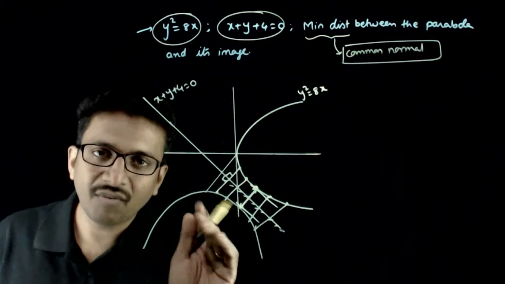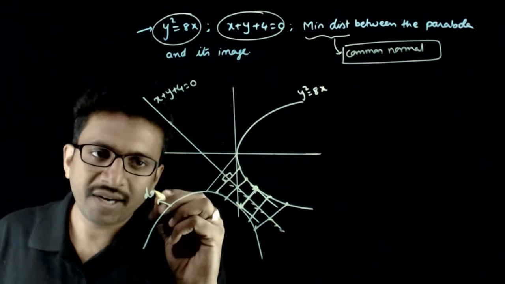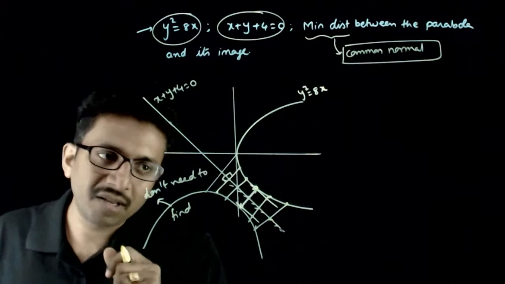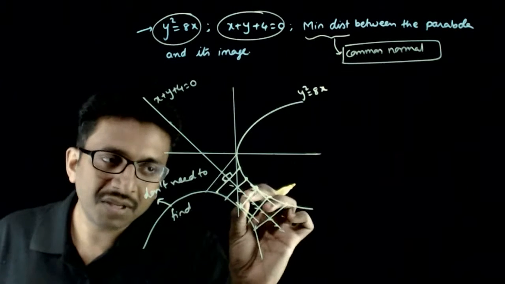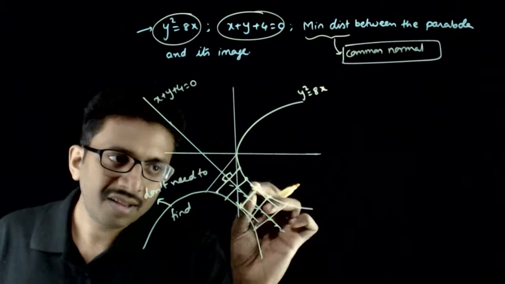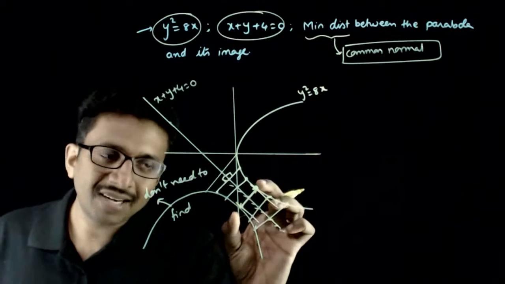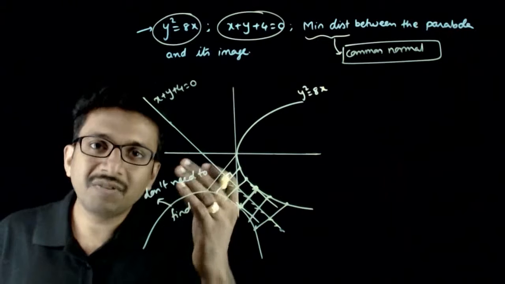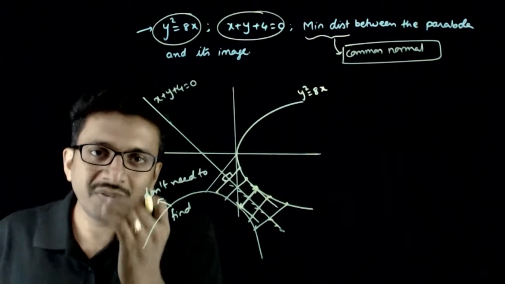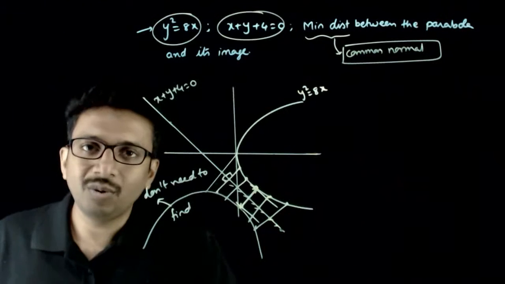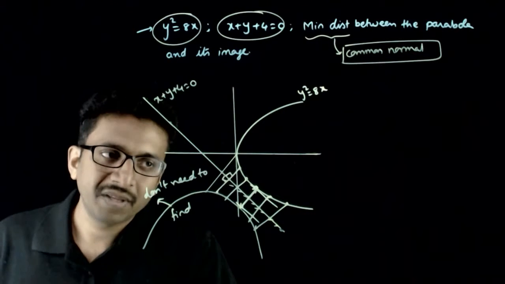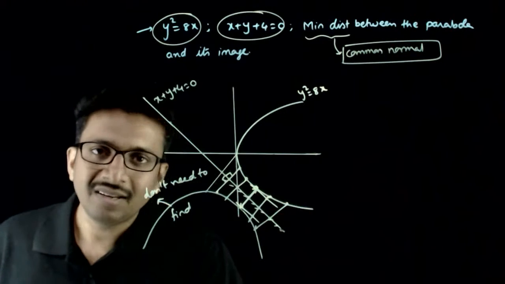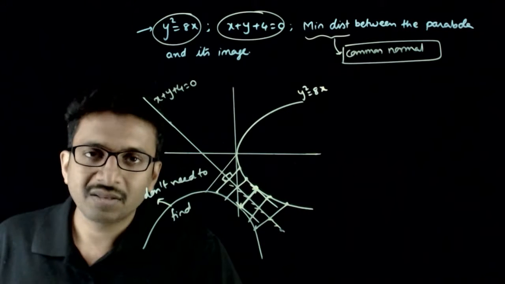You don't need to find the equation of this parabola. What I can do is find the minimum distance between this line and the parabola, and if I just make it twice, I get the minimum distance between these two parabolas. If I want the minimum distance between me and the image, I can just find the minimum distance between me and the mirror and do 2 times that number. So for that, I'll find the minimum distance between this line and the curve y square is equal to 8x. How do I do that?